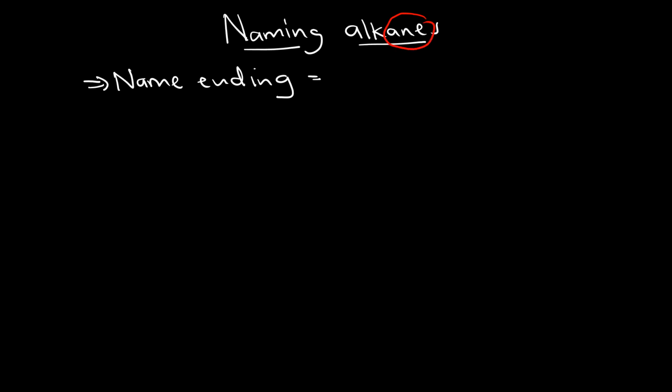So ANE will be our name ending. So all alkanes, when we are naming them, we shall have that general naming ANE. However, we shall always use some prefix, or a group of letters that can be placed in front of the name depending on the value of N. So the prefix will depend on the value of N in our general formula for the alkanes, which is CnH2n+2.